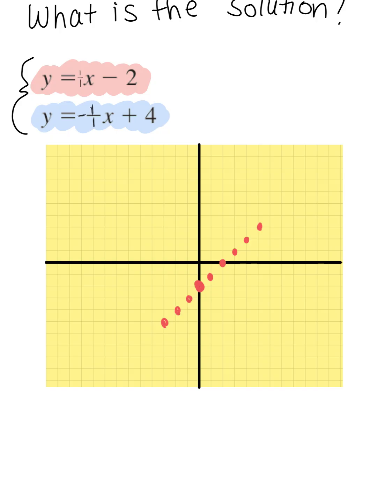All right, the blue one. Technically, I should connect those, so let me connect them really quick. I didn't do that very good. All right, the blue one starts at the y-intercept at +4. And the slope is -1. That means down 1 and to the right. Right?